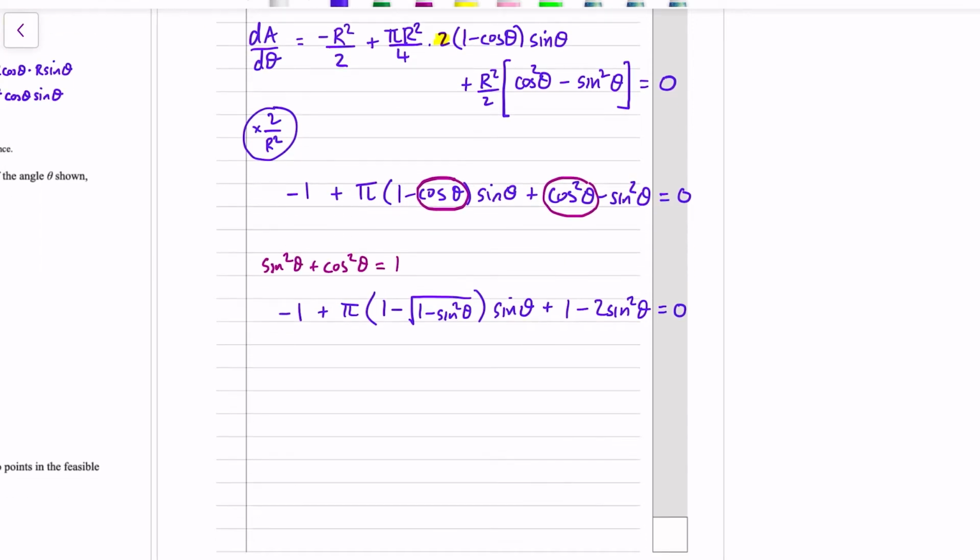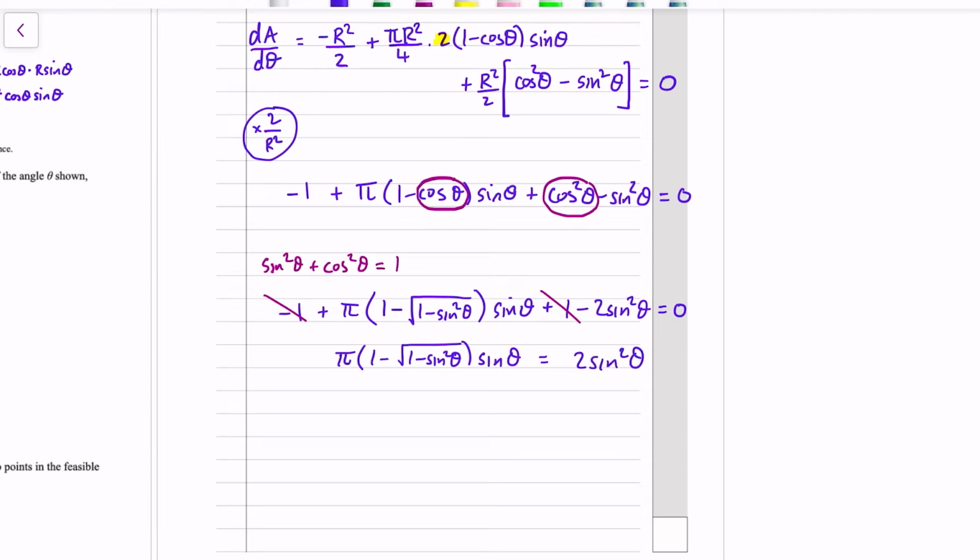And now I want to solve this for theta. And the reason why this identity has been quite nice to us is that the plus 1 there cancels with the minus 1. So we start off with an equation with 4 different terms in it, but 2 of them have cancelled. So I've got pi times 1 minus root 1 minus sine squared theta times sine theta equals 2 sine squared theta.